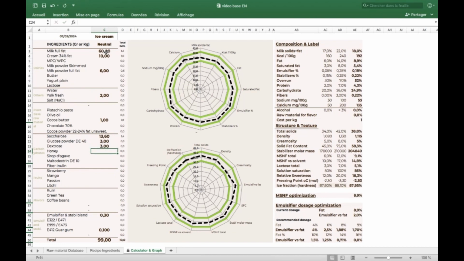We can also take this opportunity to refine the dry part and round out the recipe to reach an exact total. Finally, we can edit and save this recipe in a PDF format, which will allow us to compare several recipes swiftly.